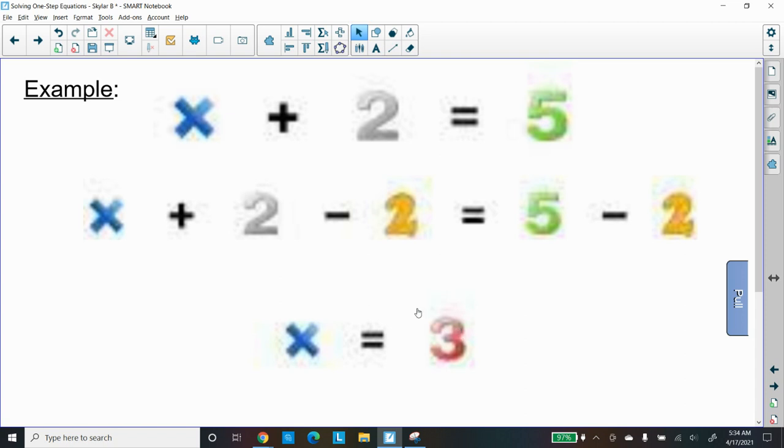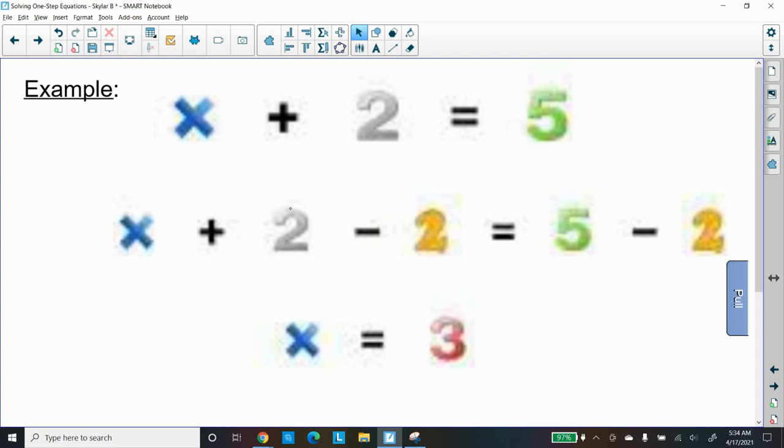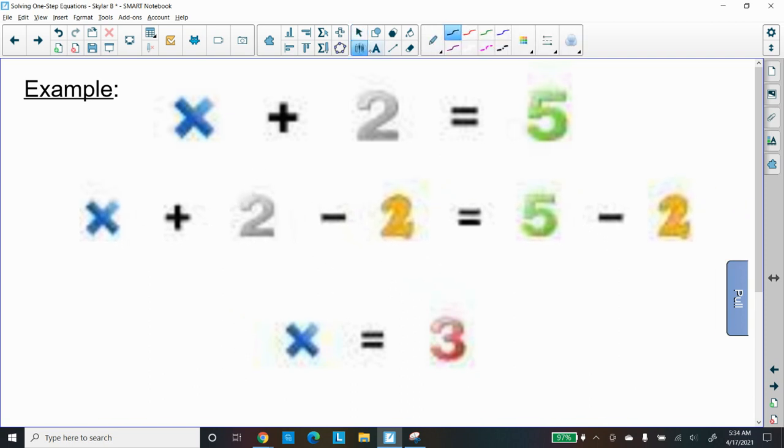So what was nice is this canceled out, and I'm sorry for moving it. The 2's canceled out to each other, added up to 0, to plus 0. So we don't even have to write x plus 0 because that just gives us x. So that's why we say they cancel out. That's why we use opposite operations to cancel out those pairs. So our answer is found by using the opposite operation. So that's addition.